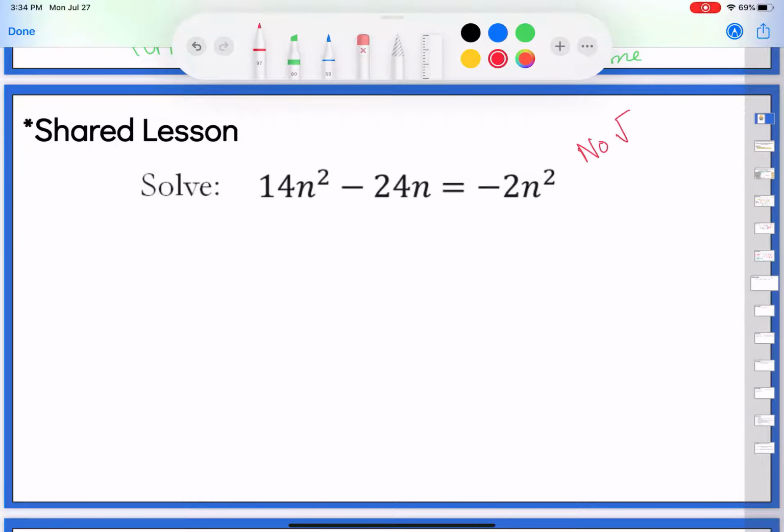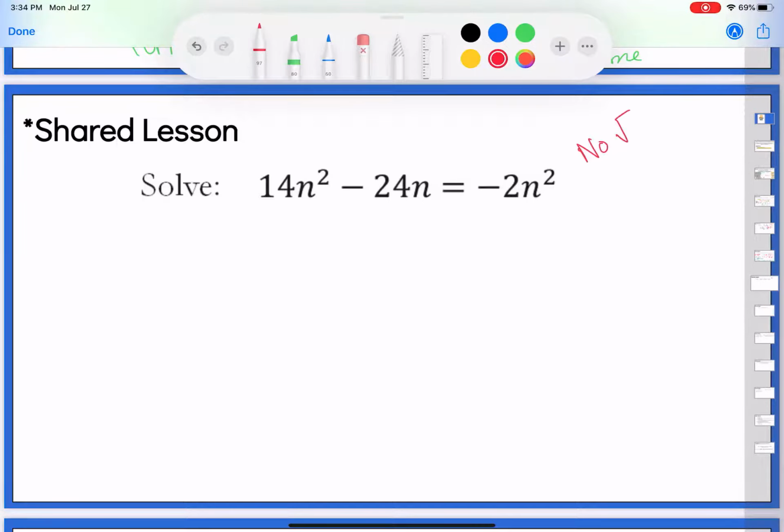All right. Now, for some reason, once we get here, you guys want to divide by n. Don't ever divide by n. Never, never, never, never divide by x or n or whatever your variable might be. You lose answers that way. Don't do it. If you have an n squared and an n, you need to factor. And that, to me, says that we have a GCF. GCF to factor this one.